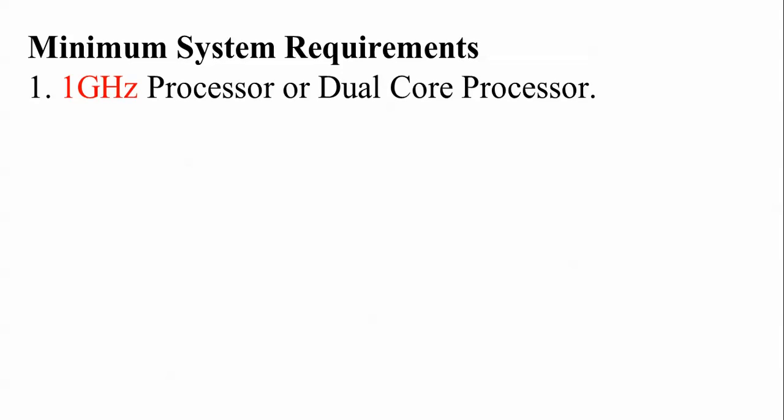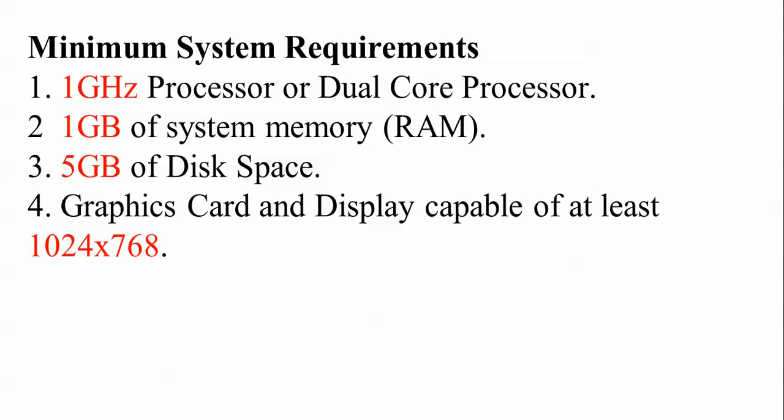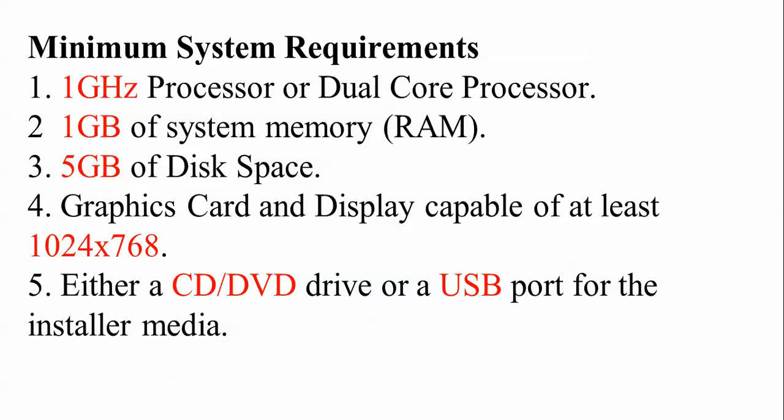The minimum system requirements: you need a 1 GHz processor or a dual core processor. If you have this processor, you can install Ubuntu. You need 1 GB of RAM and 5 GB of disk space. The fourth one is your display; you need at least 1024x768. Then you need a DVD or USB port for the installation, and after that, internet access.